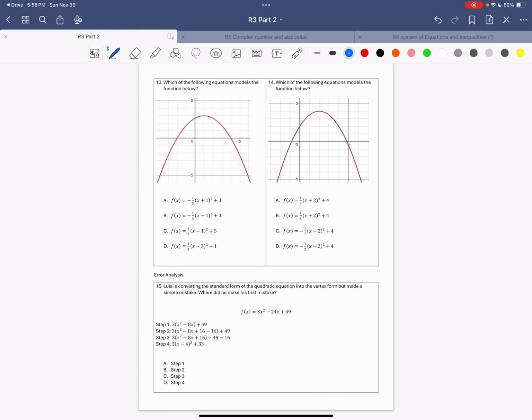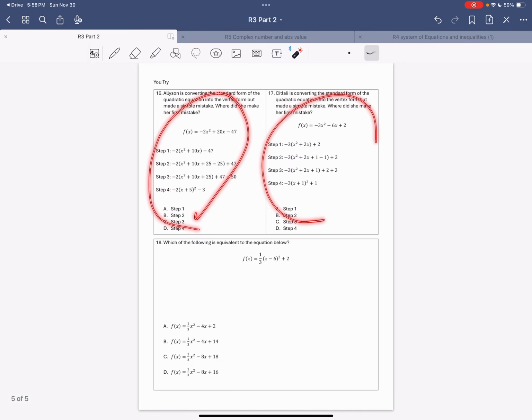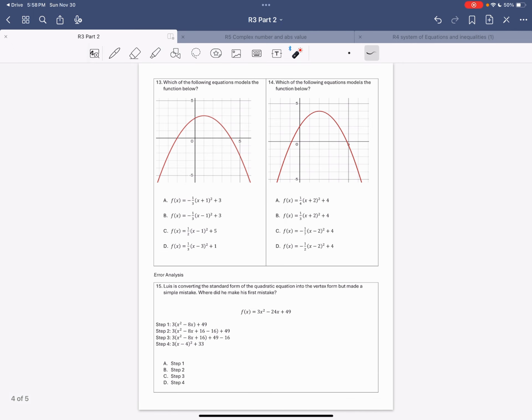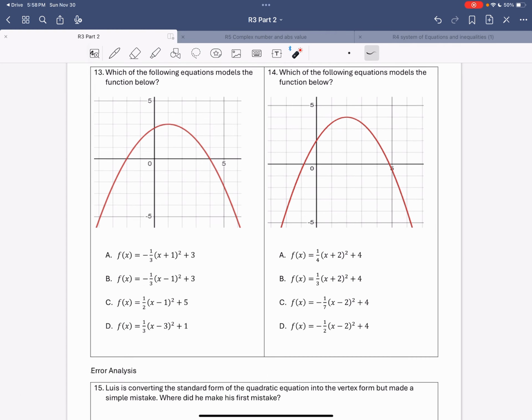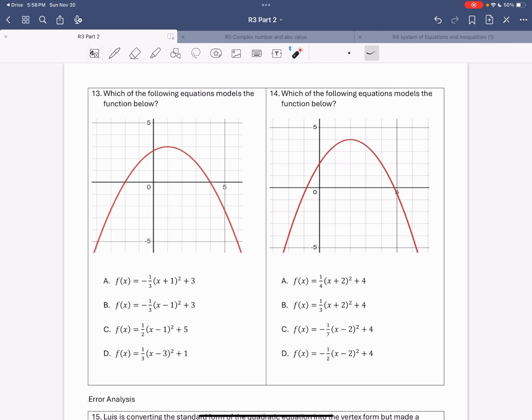This one is very easy questions as well, and the only thing that can be challenging is question number 15, because this one you cannot really use Desmos. I mean, you can, but I don't recommend it. So let's see how we do these questions.